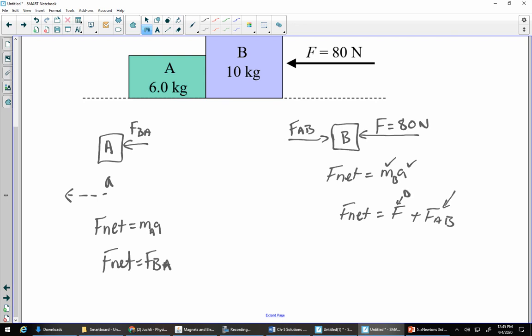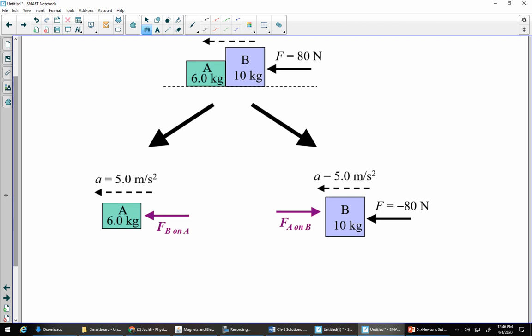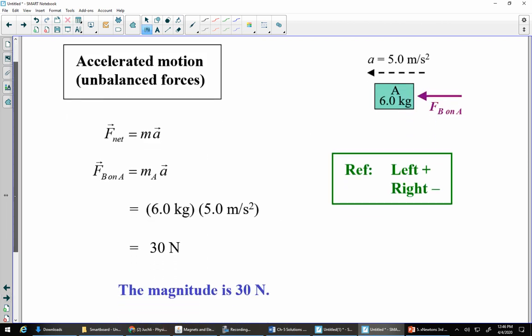Keep in mind the direction here is going to be kind of important. So I hope this makes sense. We'll look at the typed out answer a little bit quicker, and it will work out to be the exact same thing. If we're analyzing just block A, we say net force on block A is mass times acceleration. The only force acting on it is B on A. So we figure out the net force, which is the force of B on A, which is 30 newtons. 30 newtons towards the left is what we'd look at in this case.